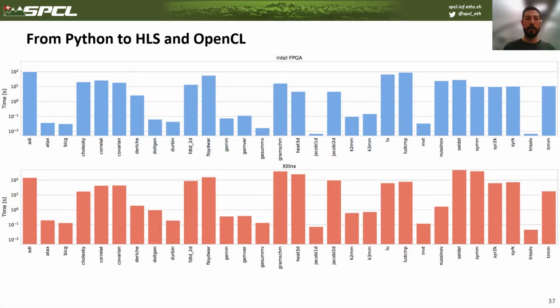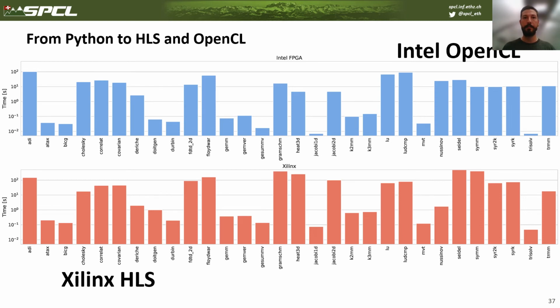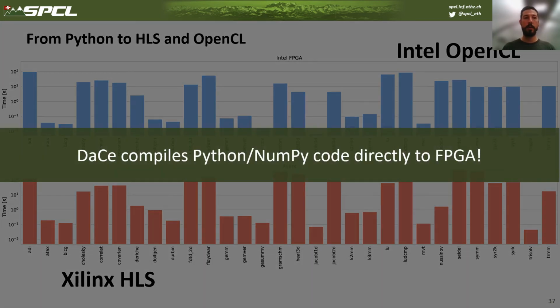Now, as was mentioned before, Dace can support more architectures than just CPUs and GPUs. For example, FPGAs, and it can do so with both Intel OpenCL and Xilinx HLS backends. At least at the time that this work was submitted, we couldn't find any other comparable framework that could automatically parse Python and NumPy codes and run them on the FPGA. Therefore, we have no performance comparison, but the takeaway is that Dace can do so automatically.